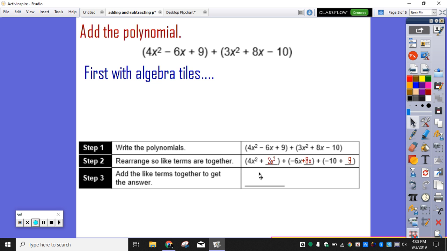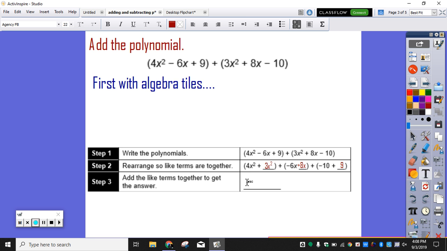So 4 plus 3 is 7, and you leave it as x squared, so 7x squared. And then we have a negative 6x plus 8x. Negative 6 plus 8 is positive 2, and the x remains just x. And then negative 10 plus 9 would be negative 1. And that would be my answer. 7x squared plus 2x minus 1.